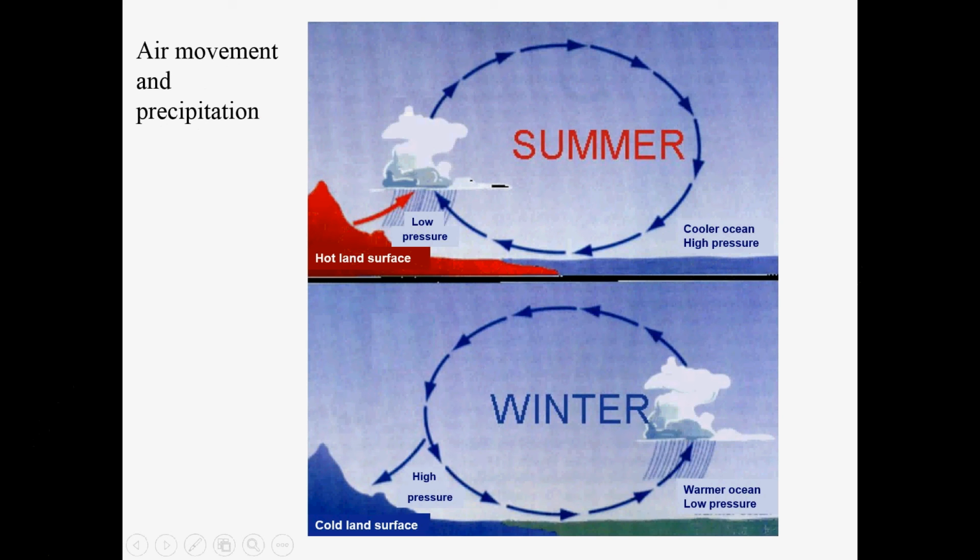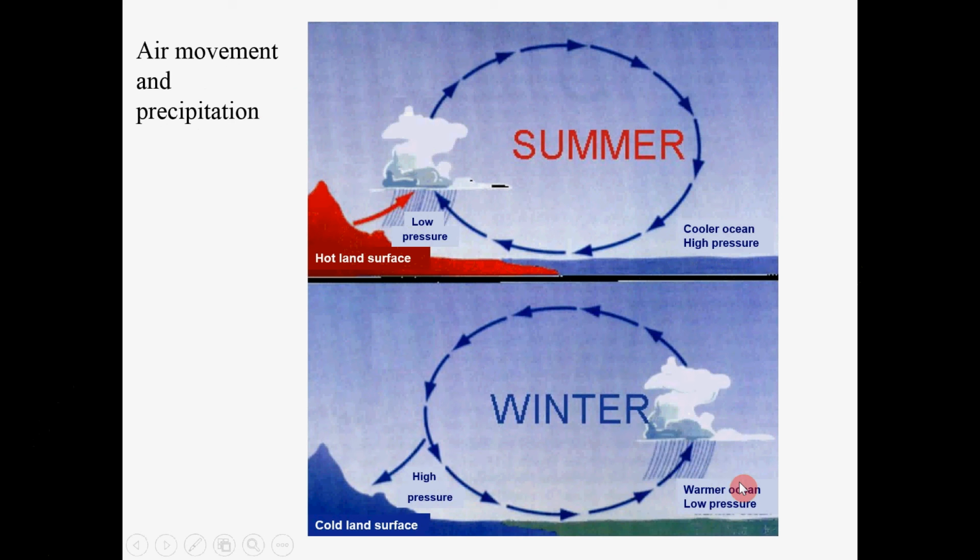Now, the ocean is a source of water. When the air blows over the ocean surface, it will pick up a lot of moisture and dump that moisture on the land in the form of precipitation. So when wind blows from ocean toward the land during the summer, it carries a lot of moisture, forming precipitation.